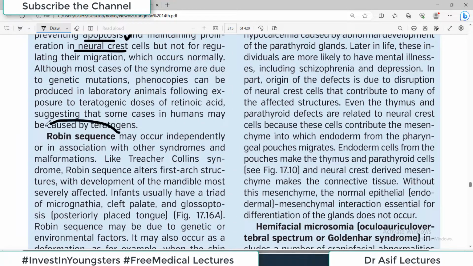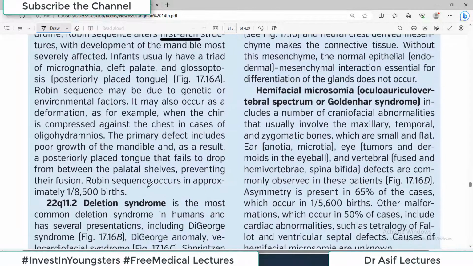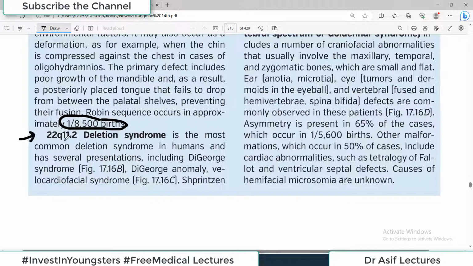Okay, there is another disease called Robin sequence. They may occur independently or in association with other syndromes, and like Treacher-Collins syndrome, they also affect the structures of the first arch. Okay, and this is actually more common than the Treacher-Collins syndrome. Then there is another deletion syndrome which is common, the 22q11.2. This is the location of the genomic defect. This deletion syndrome is the most common deletion syndrome in humans, so you must know this, and it is associated with a lot of problems.